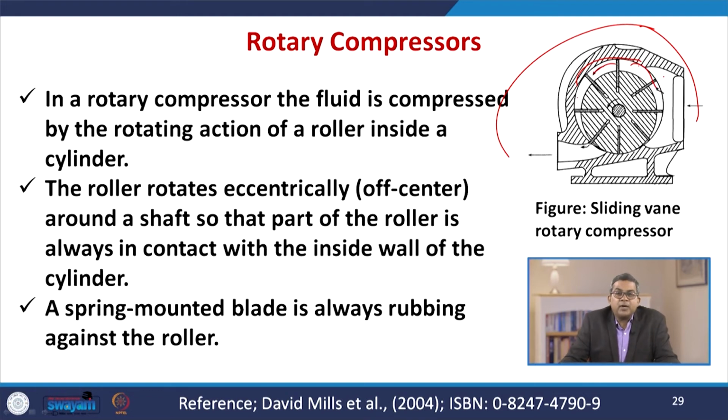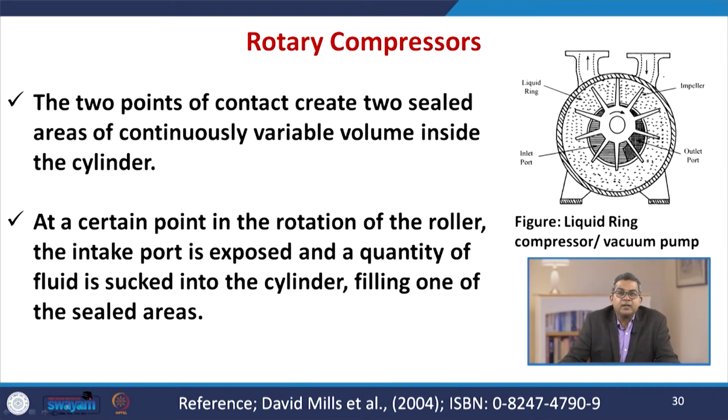Now a spring mounted blade is always rubbing against the roller. The two-point contact creates two sealed areas of continuously variable volume inside the cylinder. At a certain point in the rotation of the roller, the intake port is exposed and a quantity of fluid is sucked into the cylinder, filling one of the sealed areas. Here you see the liquid ring compressor: impeller, liquid ring, inlet port, outlet port, etc.